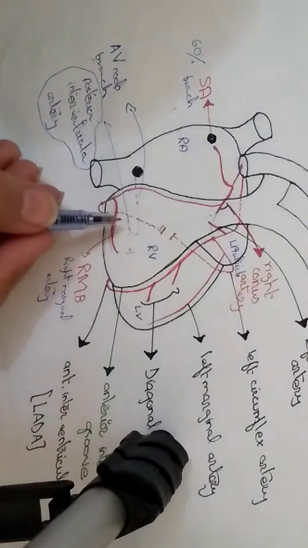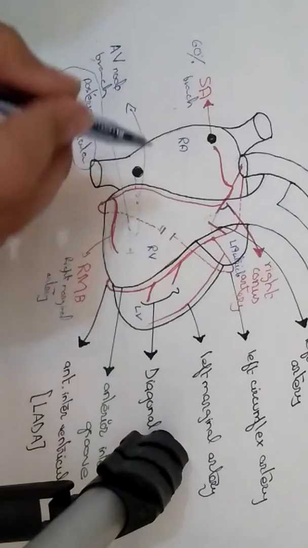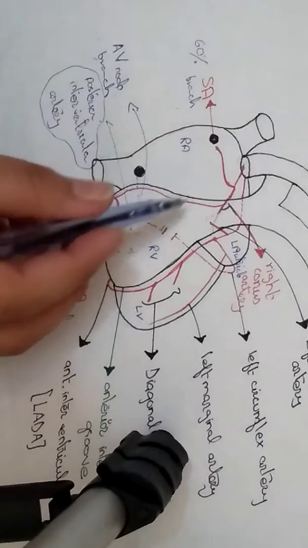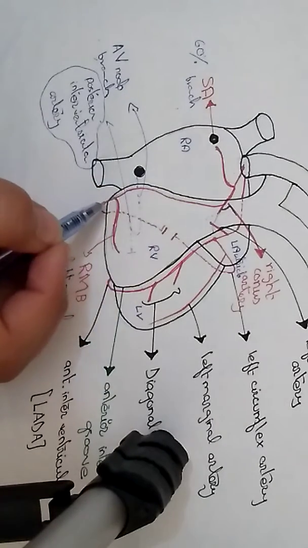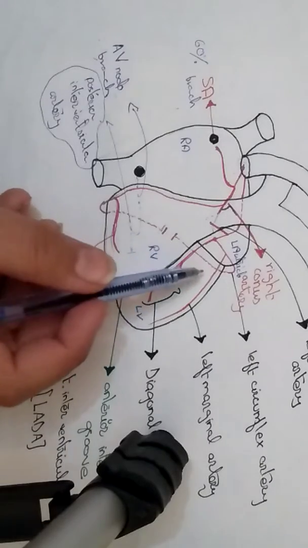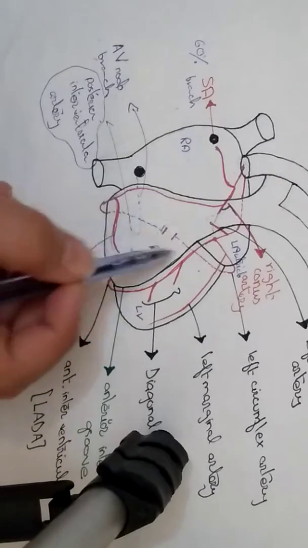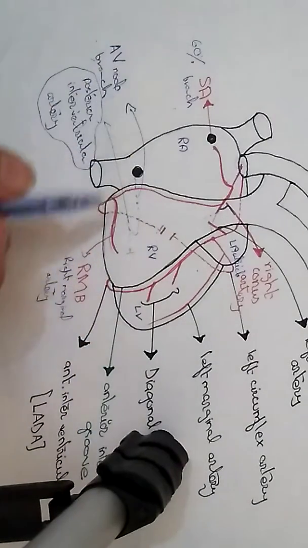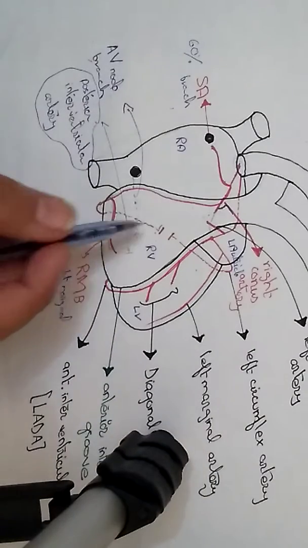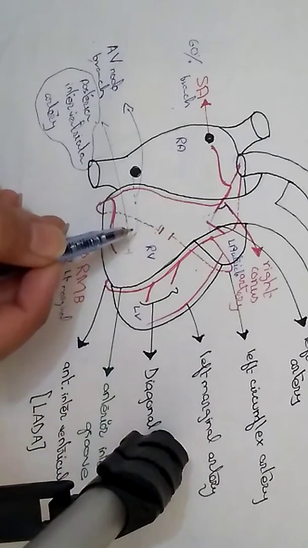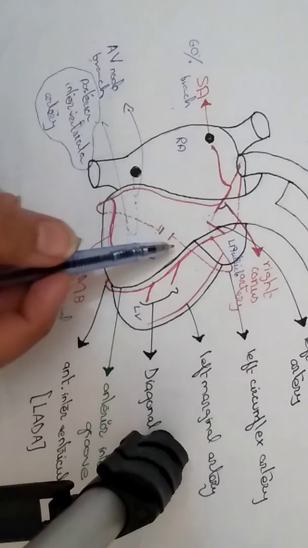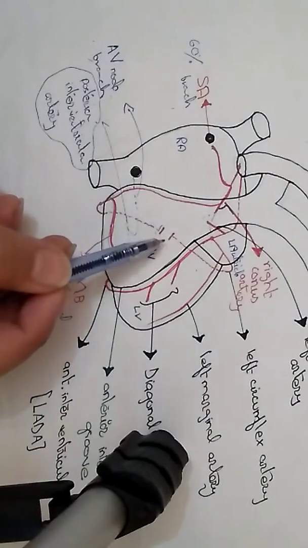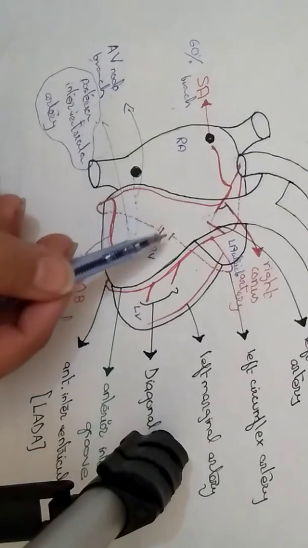This posterior interventricular branch arises close to the crux of the heart. The crux is the point where the right coronary artery anastomoses with the left one and terminates. This is the termination point of the right coronary artery. So the crux is the meeting point where the two arteries anastomose.